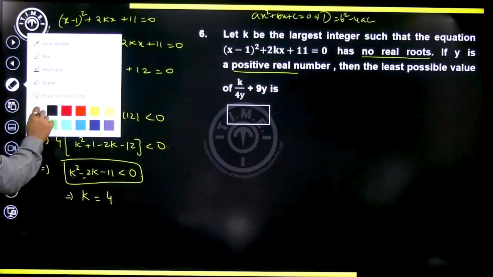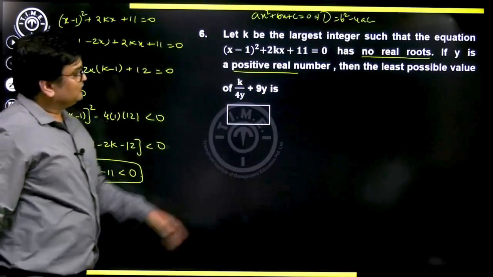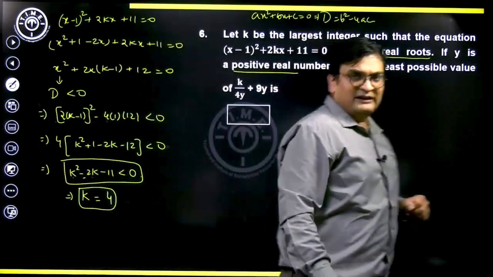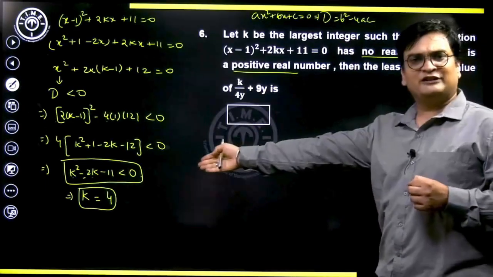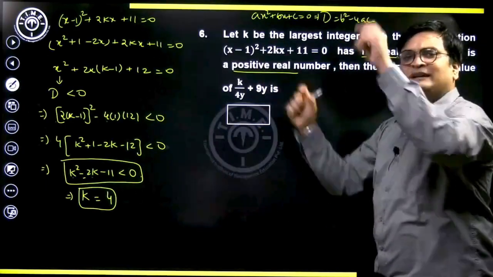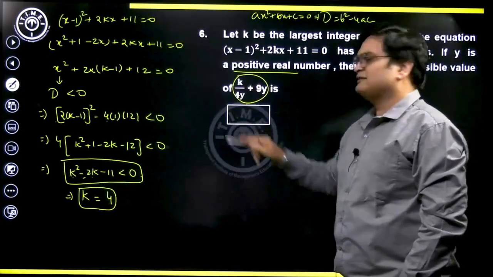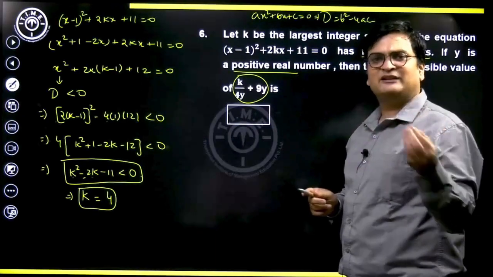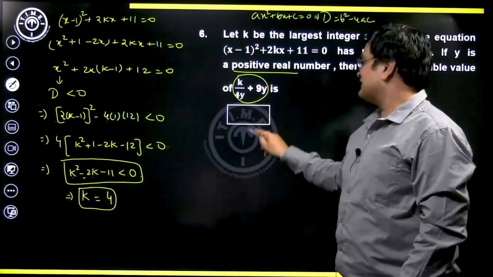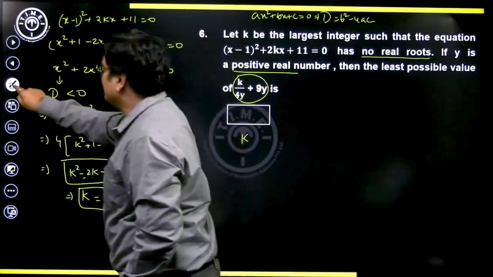So we get the value of k here. Once we get the value of k, which is a positive number, what can we say about k/(4y)? It will also be a positive number, because y is positive and we just got the value of k as 4. What will 9y be? That will also be positive. So let's apply AM greater than or equal to GM, arithmetic mean greater than or equal to geometric mean, on these two terms. K is 4.